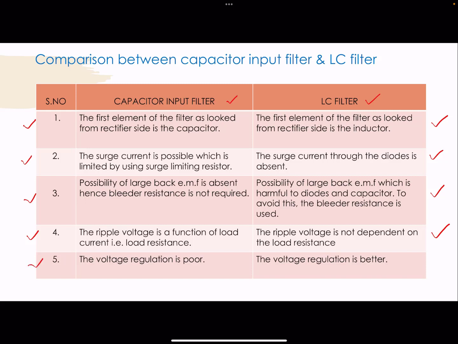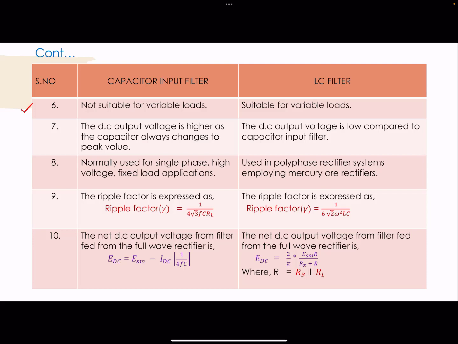Fifth point is, in the case of the capacitor input filter, the voltage regulation is poor, whereas in the case of the LC filter, the voltage regulation is better. The sixth point is, in the case of the capacitor input filter, it is not suitable for variable loads, whereas in the case of the LC filter, it is suitable for variable loads. The seventh point is, in the case of the capacitor input filter, the DC output voltage is higher as the capacitor always charges to the peak value, whereas in the case of the LC filter, the DC output voltage is low when compared to that of the capacitor input filter.